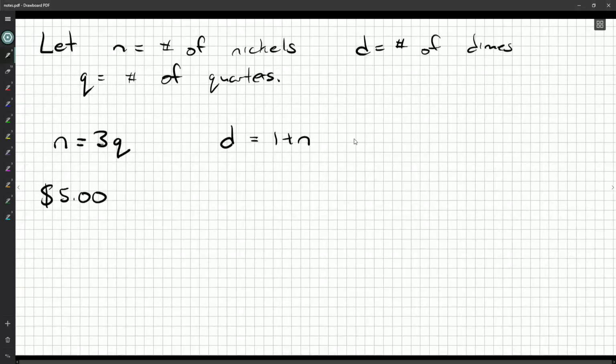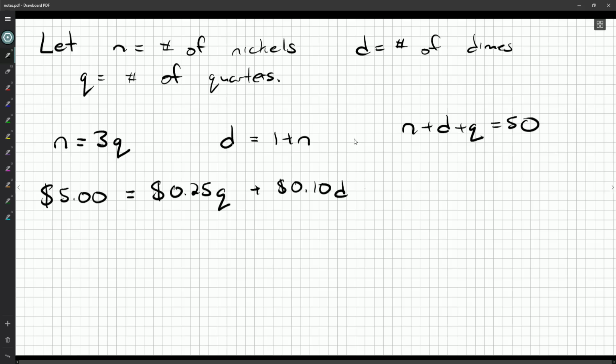My mistake. We were actually told 2 other things. One, there's 50 coins in the bag. So that tells me the total. And then we're also told that $5 is the total of the money. And we know how much each quarter is worth, how much each dime is worth, and how much each nickel is worth.